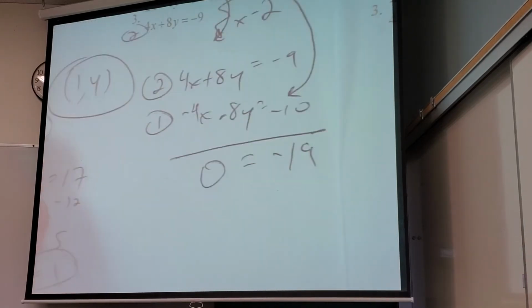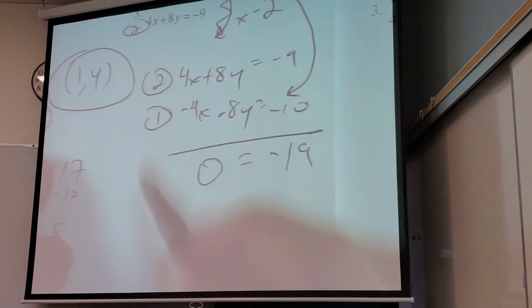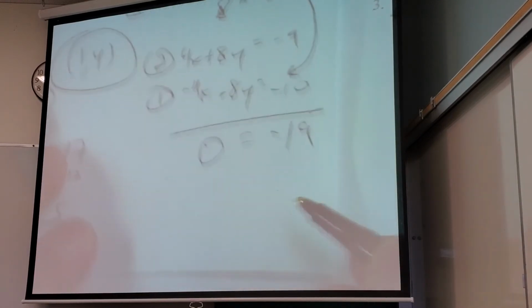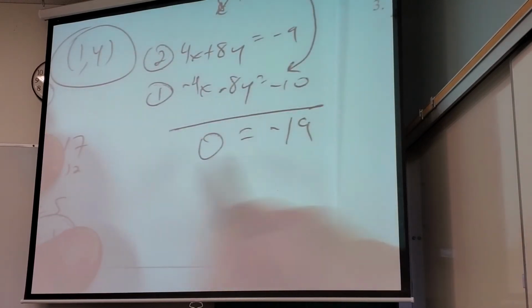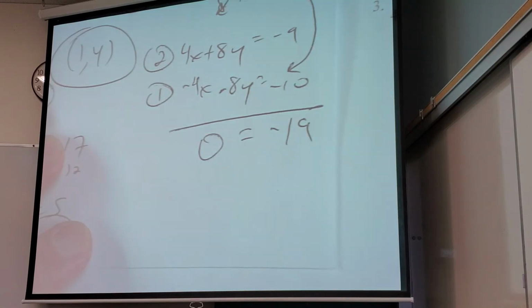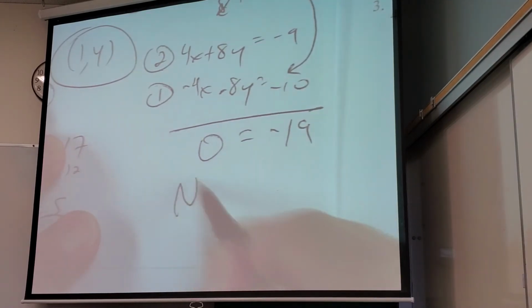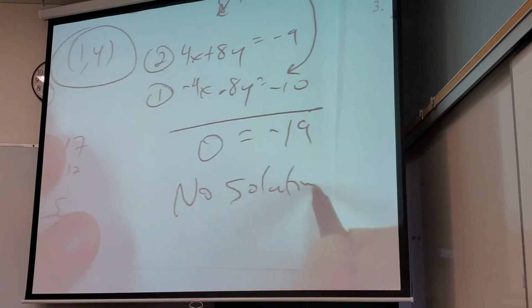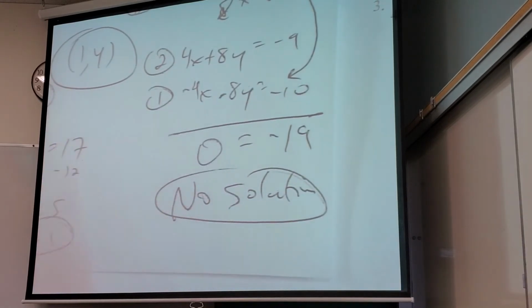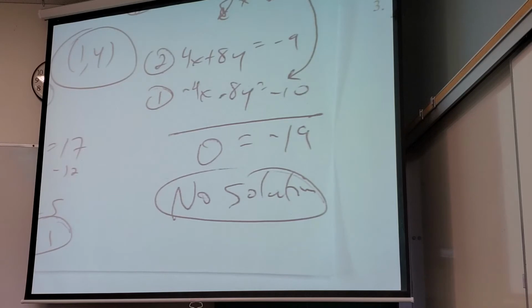Don't circle that. Look what I've discovered. What does that mean? No solution. What does it mean graphically? You don't have to write this, but what does it mean graphically? Those two lines would never meet. They never meet, so they're parallel.